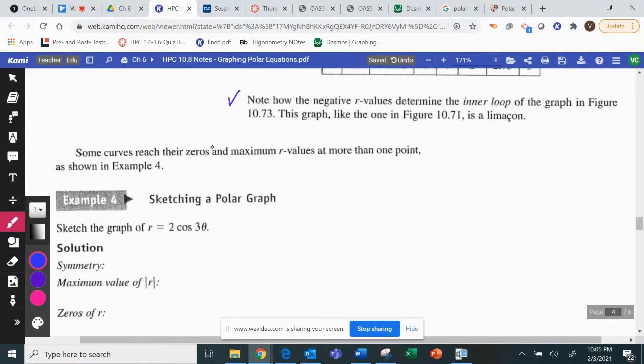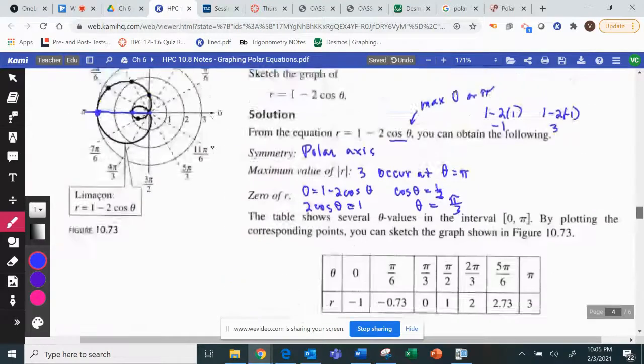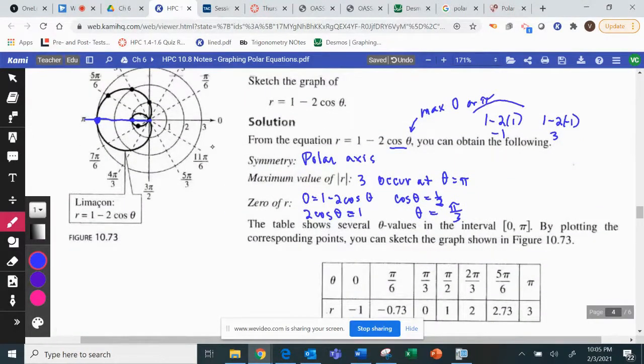And then this right here says, note how the negative r values determine the inner loop of the graph in the figure. And you saw that when we did the negative 1 r value, that's on that inner loop.